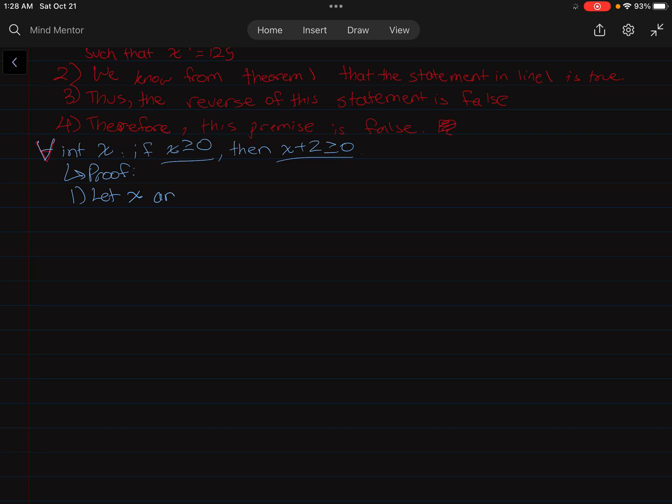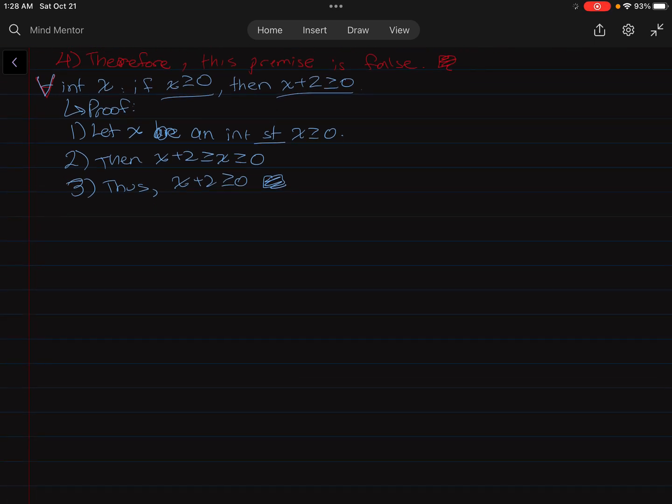This is always how you start in a non-inductive proof. Let x be an integer such that x is greater than or equal to 0. Write out fully such that you don't make short forms like I did. But yeah, let x be an integer such that x is greater than or equal to 0. Then x plus 2 is greater than or equal to x is greater than or equal to 0. Thus, x plus 2 is greater than or equal to 0. End of proof.